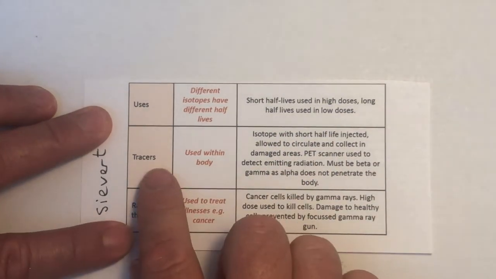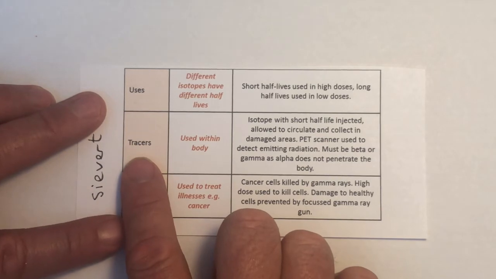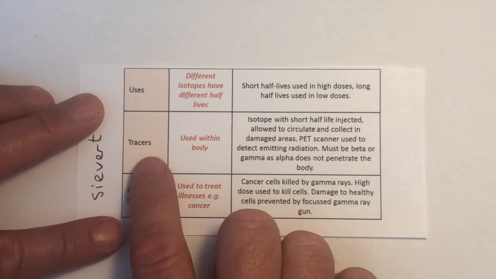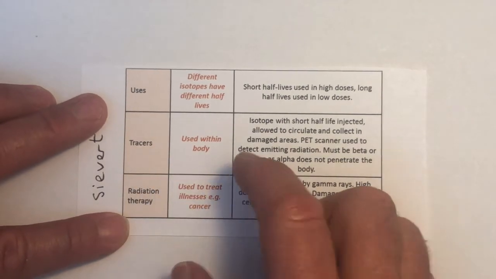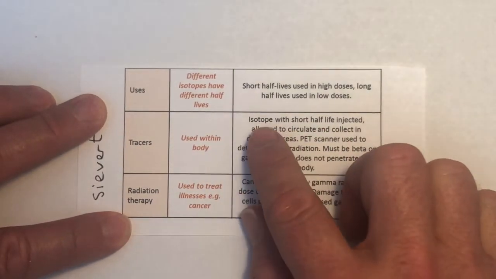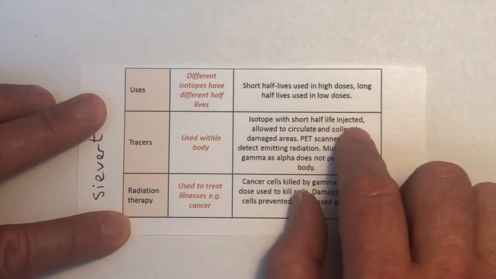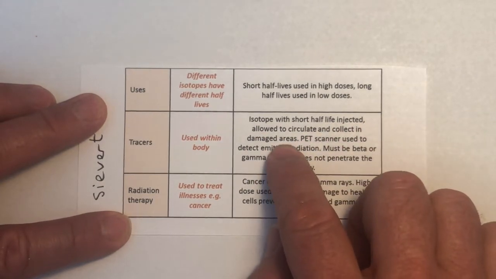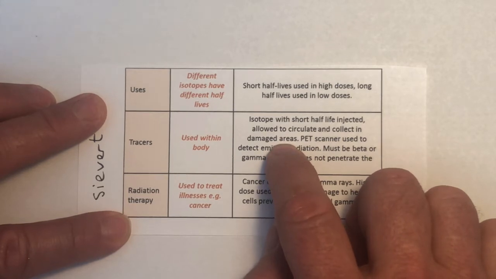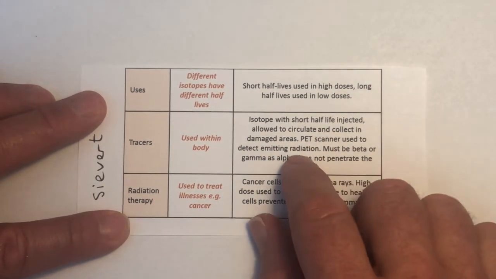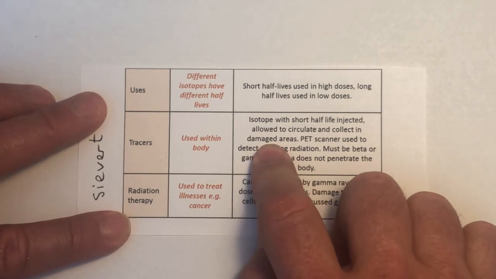Now, the uses. Quite often, if you have some form of issue to do with your heart or intestines, you can have a tracer put into your body. A tracer is an isotope with a short half-life, injected and allowed to circulate and collect in damaged areas. They'll have a liquid in a needle and inject it into the person. This is a radioactive substance, and it goes round and round the body in the blood, and it's designed to collect in certain areas.